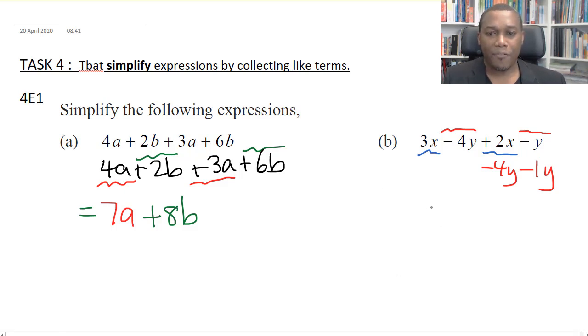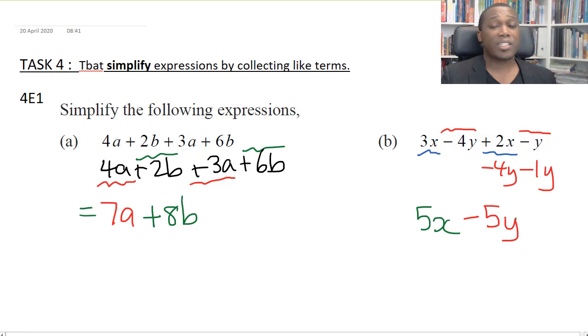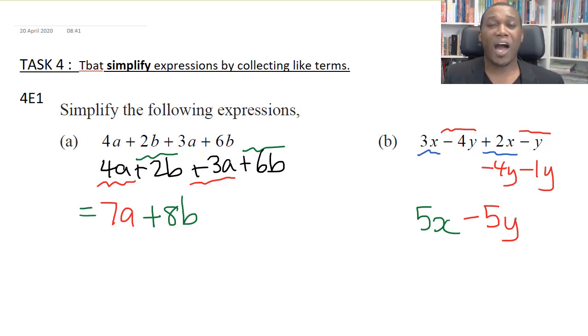Yeah, so we have that 5. We have 5x. And if I start at minus 4 and I go down 1, I'm thinking number line, start at minus 4, go down 1, I get to minus 5. I get minus 5, so it's minus 5y. 5x minus 5y is the solution to this problem. 5x minus 5y.